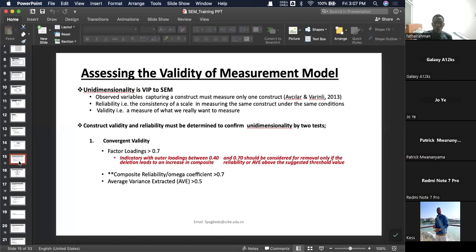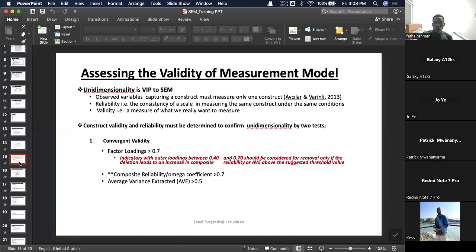The next thing we want to look at is the reliability of our instrument, which has to do with the consistency of the scale. Meaning, if I have a questionnaire and I replicate it to collect data under the same conditions, my results should be approximately the same. If your questionnaire cannot replicate the data you've collected reasonably, then your instrument is not reliable. The next one is validity, which has to do with measuring what you really want to measure. These are theories; you'll understand them more when we get to the practical section.